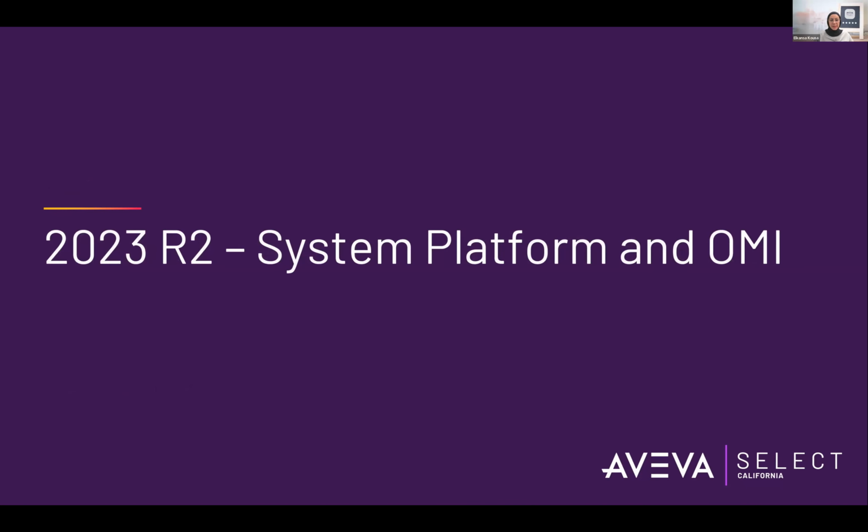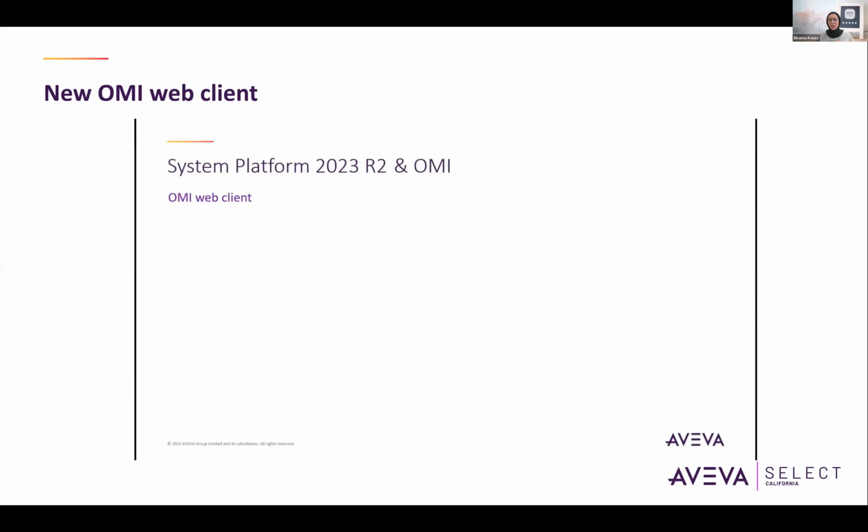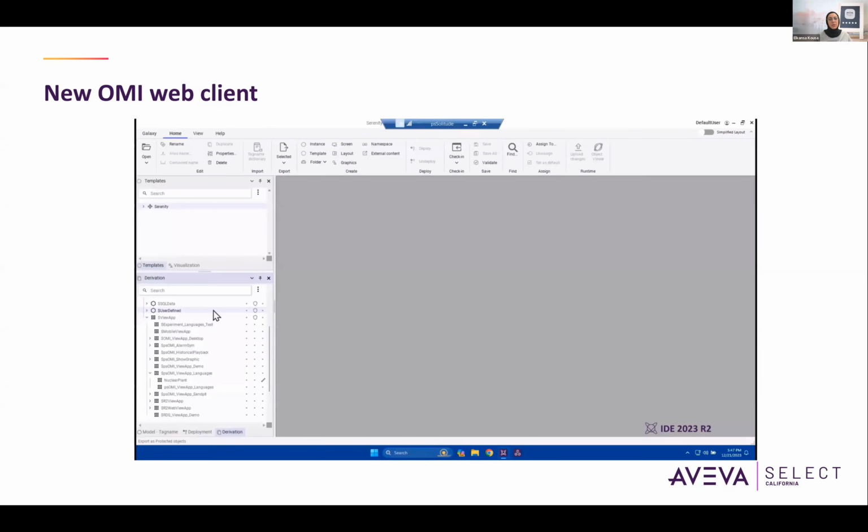So I'm going to start with System Platform and OMI, new features in the 2023 R2. The main feature of this release is going to be the new OMI web client. This is a highly performant and highly scalable OMI experience inside the browser client. It's actually very easy to use.